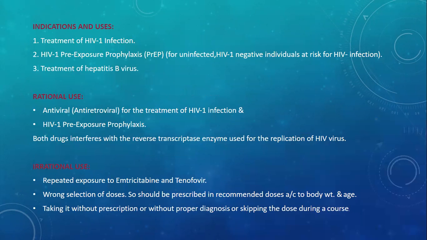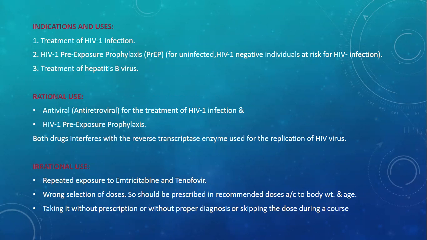Now, what are the indications and uses of the therapy? These are used for the treatment of HIV-1 infection and HIV-1 pre-exposure prophylaxis. Pre-exposure prophylaxis is for uninfected individuals having an HIV-1 negative lab report who are at risk for HIV infection. They are also used for the treatment of hepatitis B virus.